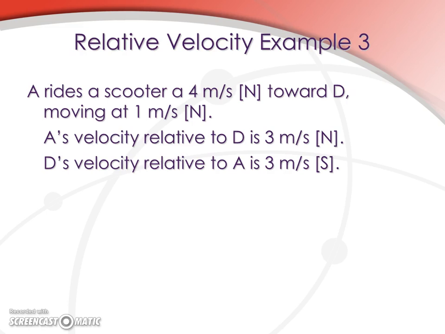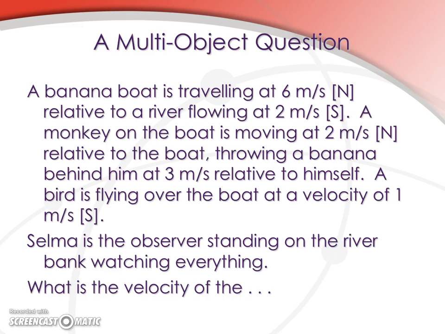And of course, Daryl's velocity with respect to, or relative to Anita, is 3 meters per second in the opposite direction, or 3 meters per second south. So those questions are relatively simple and just take a little while for us to get our heads around. However, we can be given much more complicated problems and use the exact same fundamental concepts to get the answer.